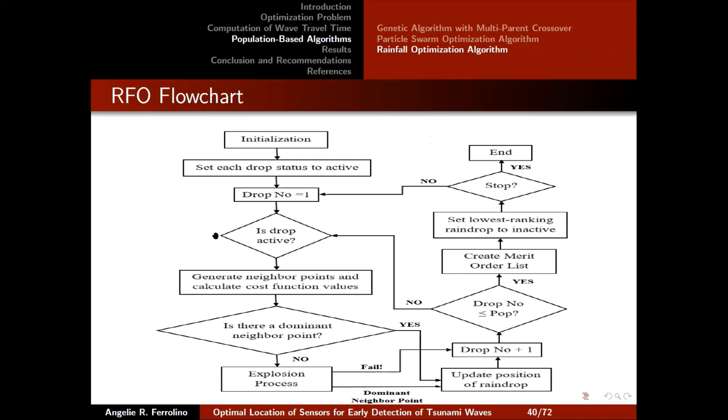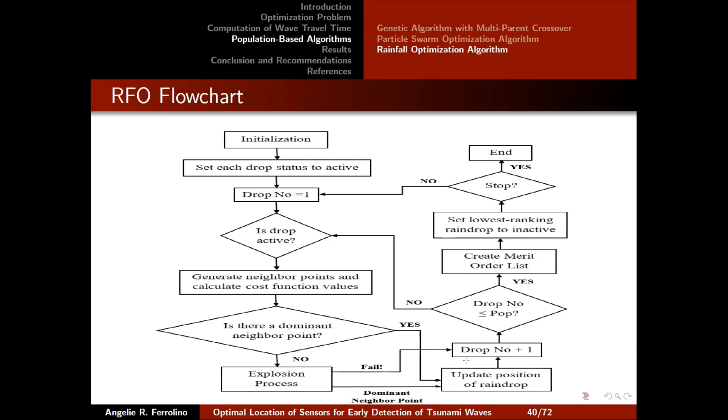Here is the flowchart for the RFO algorithm. After initialization, we set each drop status to active. Then we set the drop number to be equal to 1. If the first raindrop is inactive, then we proceed to the next raindrop. Otherwise, we generate neighbor points and calculate their cost function values. If there is a dominant neighbor point, then we update the position of the raindrop to the position of the dominant neighbor point. If it has no dominant neighbor point, then we apply the explosion process. If a dominant neighbor point is found, then we update the position of the raindrop. Otherwise, we make it inactive and then proceed to the next raindrop.